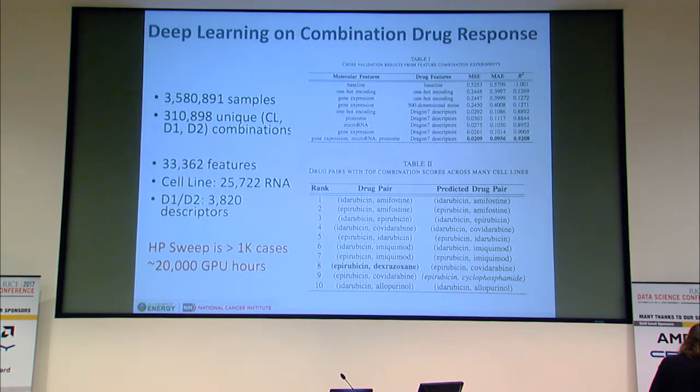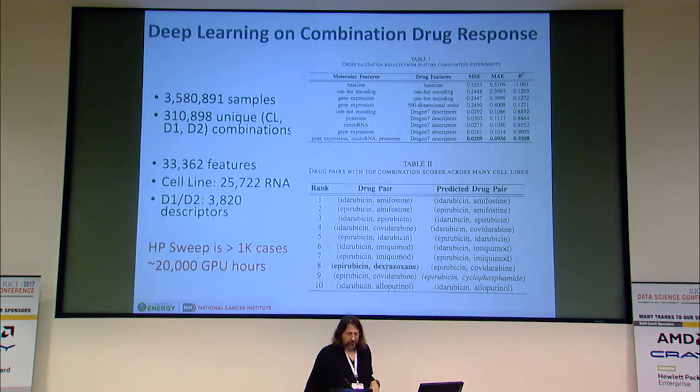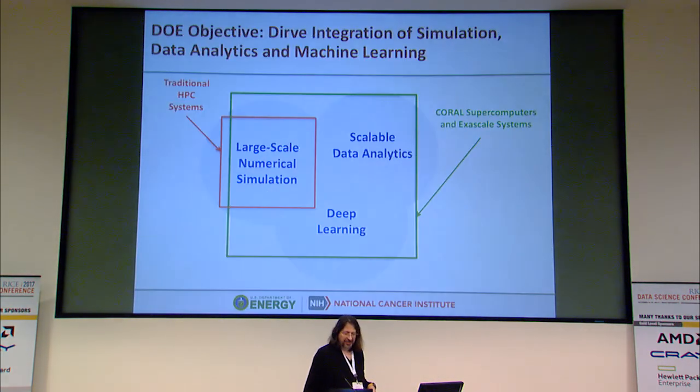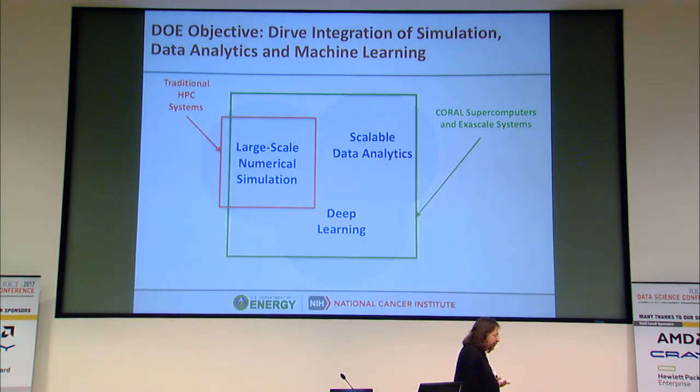It can explain about 92% of the variance in the data, and is getting about a 90% accuracy in ordering the drug combinations, which is kind of blowing our mind. So there's probably some bug. But what we're trying to learn from that is the following.